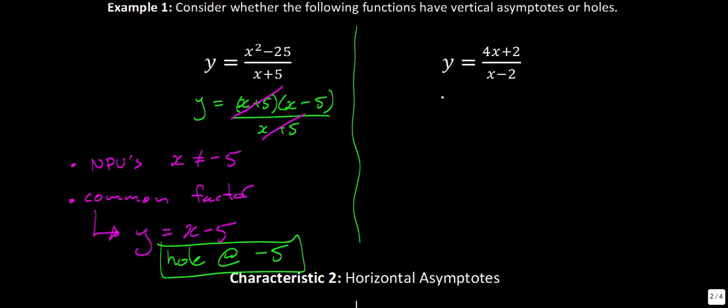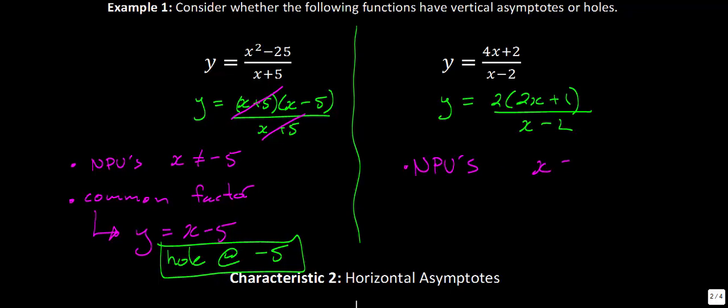So again, I'll try to factor first. Why we're factoring is we're just trying to identify a little bit easier if there would be any common factors. And I think what you'll see in this case is we don't have any common factors. So therefore, we'll do the same thing over here. We know that my NPVs are at x cannot equal 2. There are no common factors.